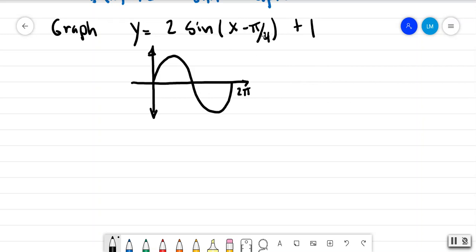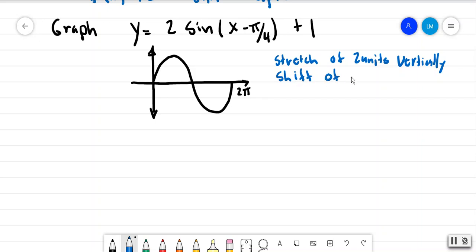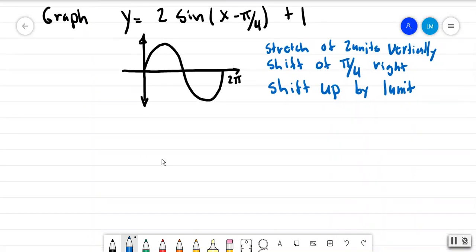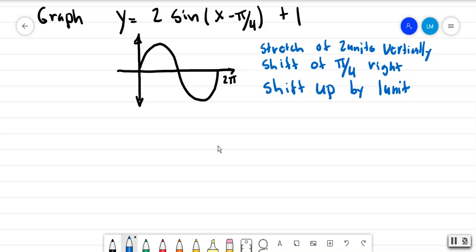So the thing to note is, what's happening? Well, I know that there's a stretch of 2 units, and that's vertically. I also know that there's a shift of pi over 4 radians to the right. And then I know that there's going to be a vertical shift by 1 unit.